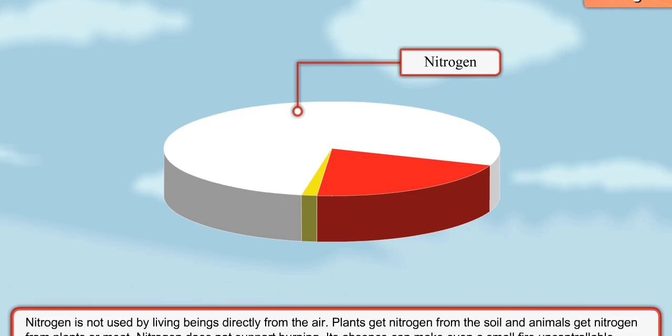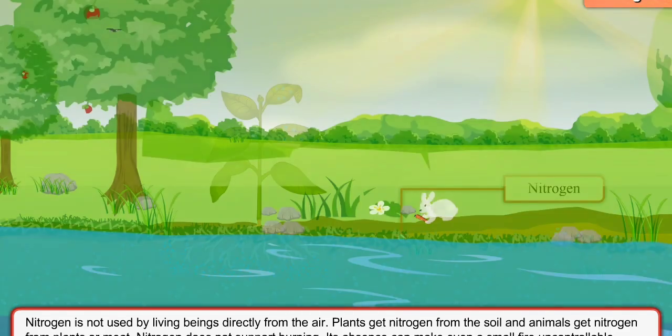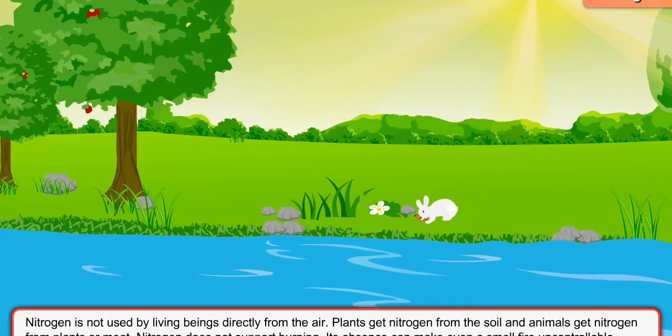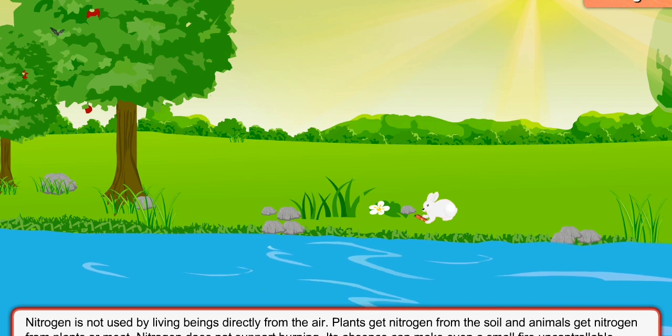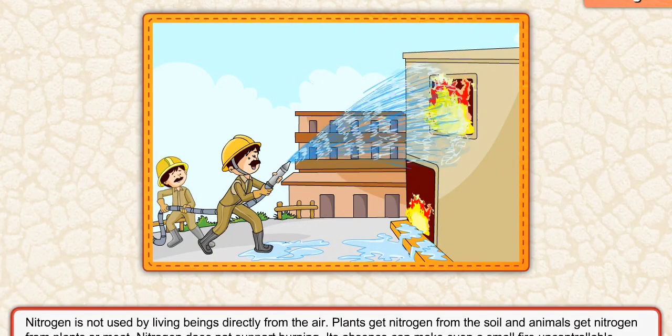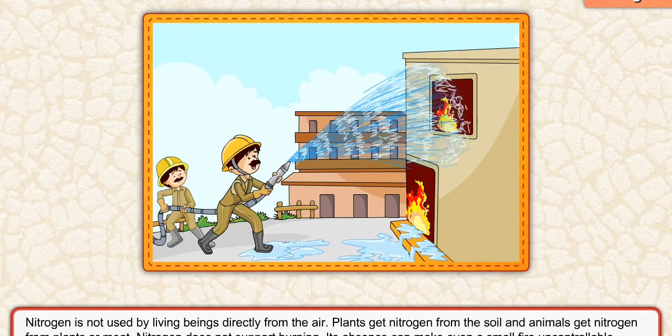Nitrogen. Nitrogen is not used by living beings directly from the air. Plants get nitrogen from the soil and animals get nitrogen from plants or meat. Nitrogen does not support burning. Its absence can make even a small fire uncontrollable.